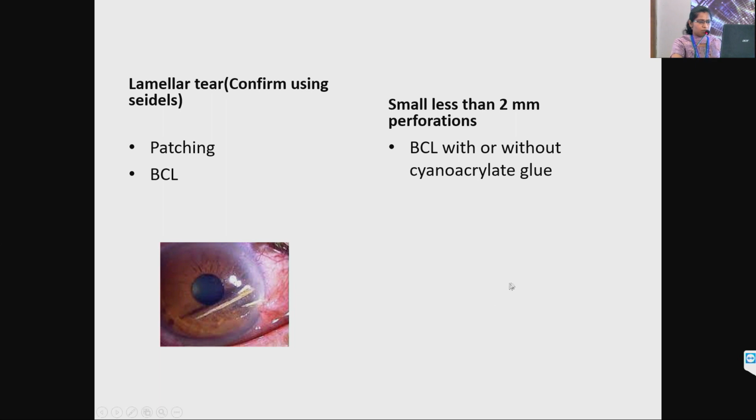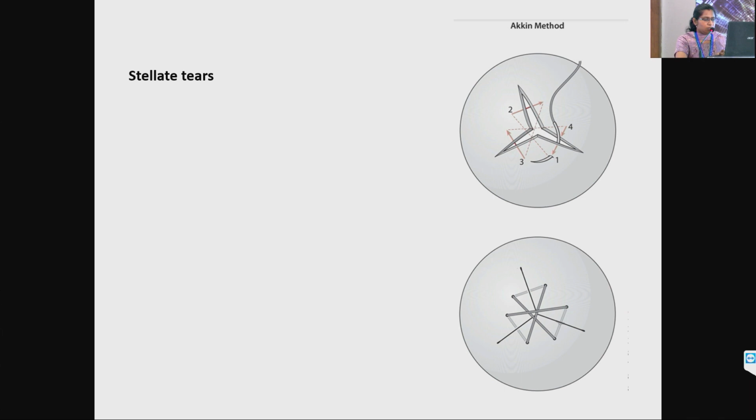But again, 2 points over here: if you see a foreign body like this, then you have to remove it as well as wash under that lamellar tear. And another thing is, if you have a thick lamellar flap, then probably you have to put one suture so that it opposes properly. If it is a corneal tear less than 2 mm, then a BCL with or without synovial glue is adequate. The stellate tears are one difficult tear to manage.